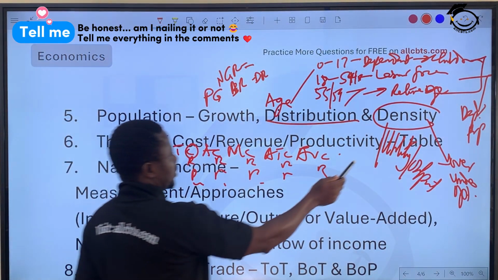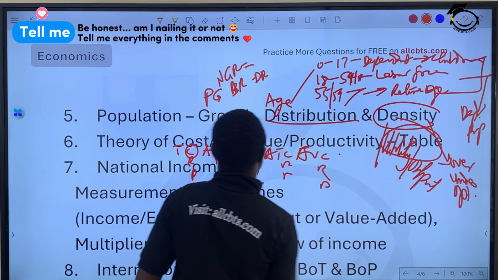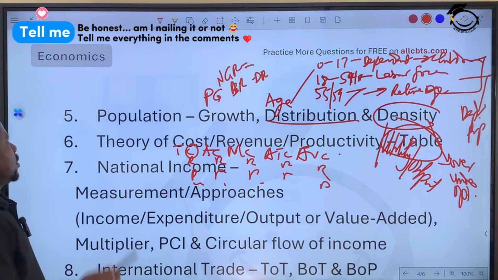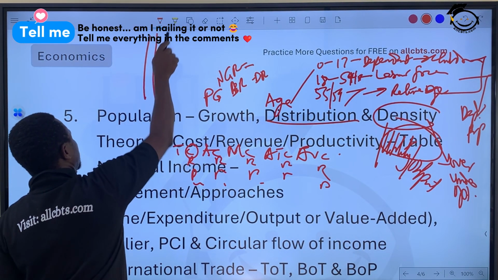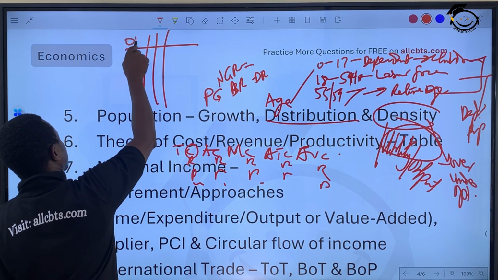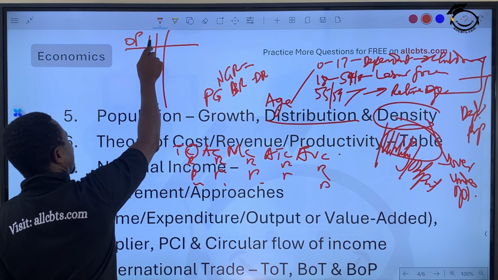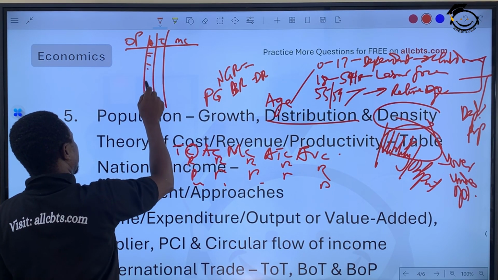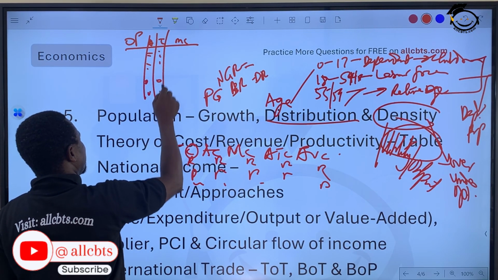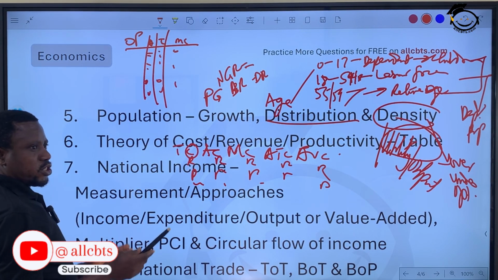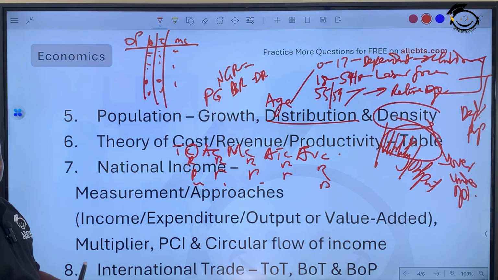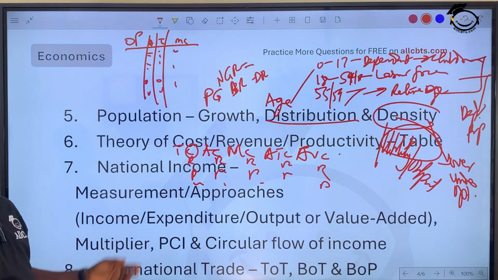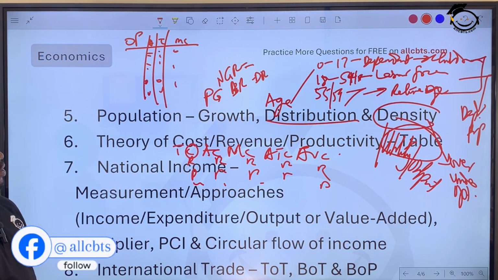Most of the time you are given a table and you are asked to complete the table. Some values will be missing. You have the output, then you have your AC, your TC, your MC. They do it in such a way that there will be alternate values, so that you can use your formula to get your answers.